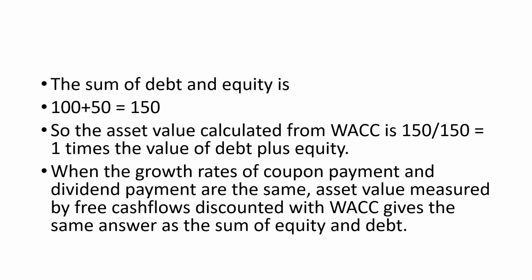Now we calculate asset value as the sum of debt and equity, which is 100 plus 50, equal to 150. So the asset value calculated from WACC is the same as the value of debt plus equity. When the growth rates of coupon payments and dividend payments are the same, asset value measured by free cash flows discounted with WACC gives the same answer as the sum of equity and debt.